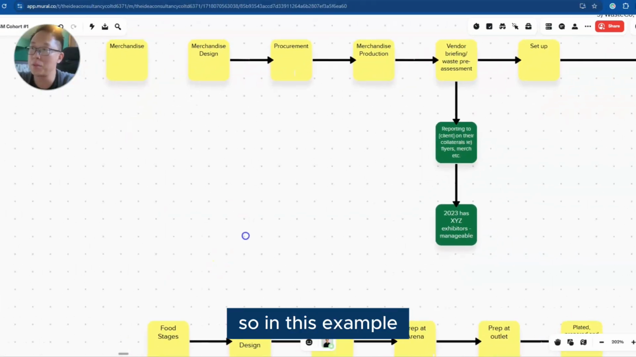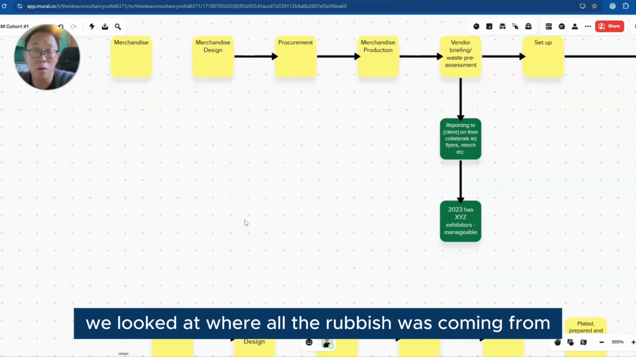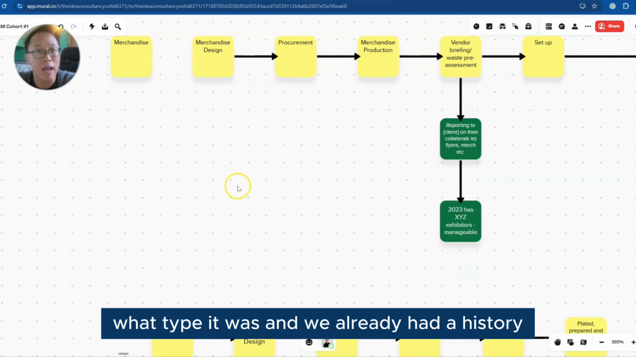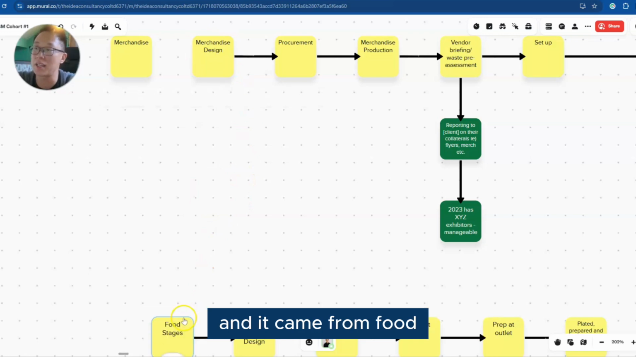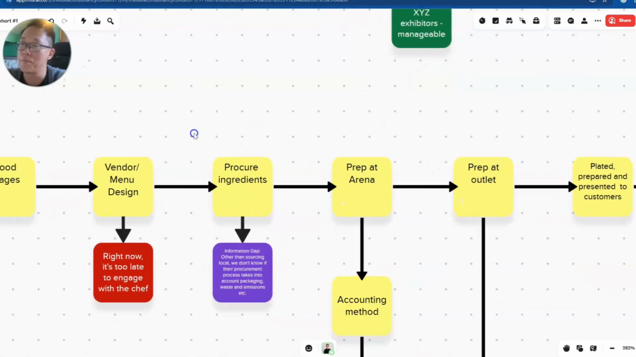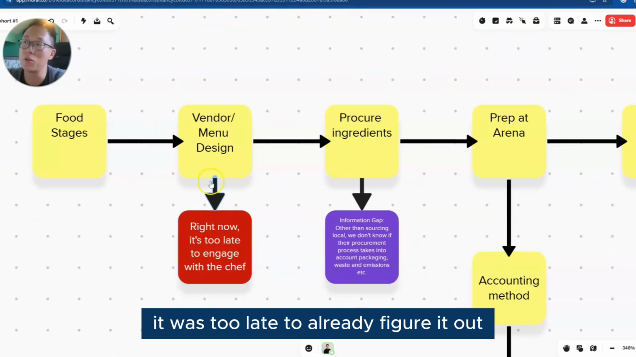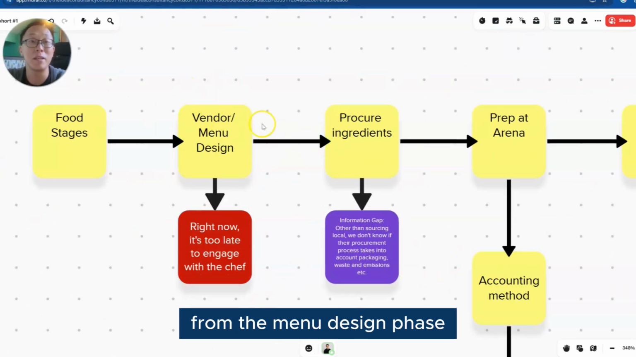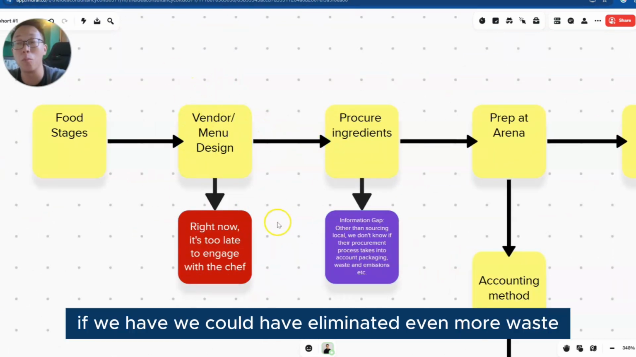So in this example, we looked at where all the rubbish was coming from, what type it was, and we already had a history. So we knew it came from merchandise and it came from food. And so we mapped out all the different important areas. Now, when we actually did this, it was too late to already figure it out from the menu design phase. If we had, we could have eliminated even more waste.